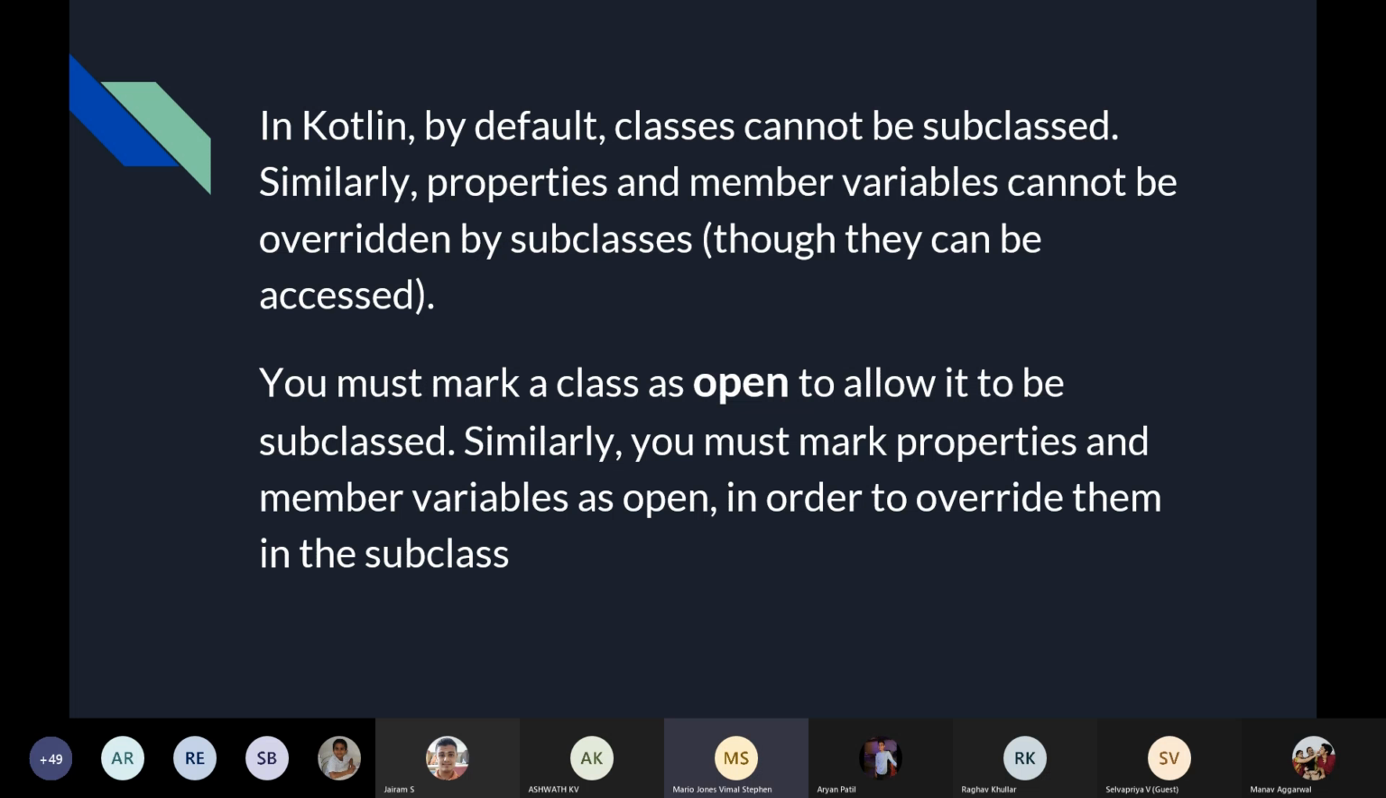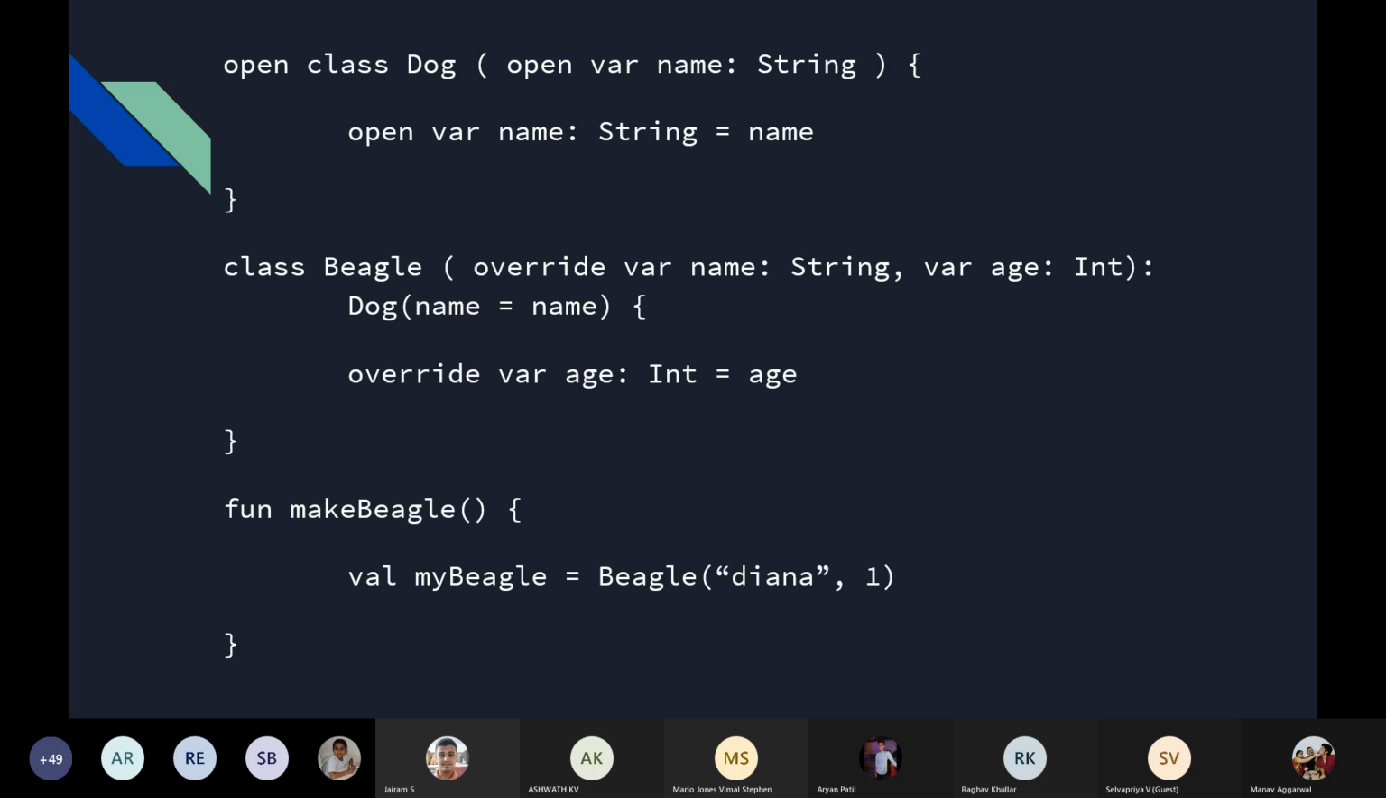So what needs to be done to allow these classes to be subclassed? You need to add the keyword open. Similarly, you must also mark the properties and member variables as open in order to override them in the subclass. Don't worry about what overriding is or how it's useful. Let's look at them later. Basically, remember that for you to subclass a class, you need to mention open. So let's look at this example.